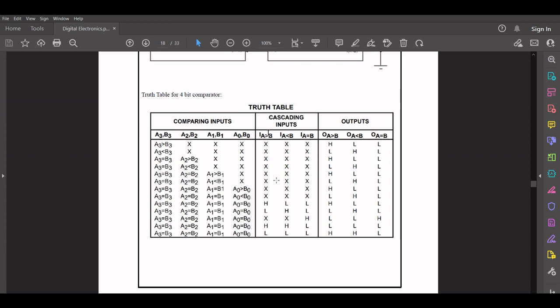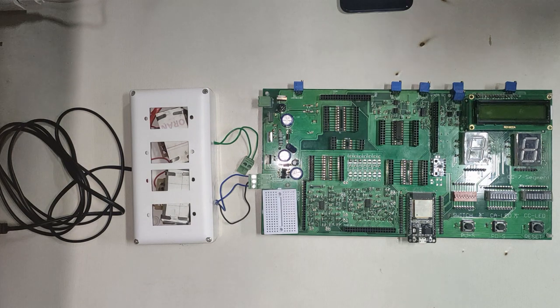In the next part of this video, we'll demonstrate how to implement a 4-bit comparator on the mobile lab, and we'll also show how you can make the connections and how you can observe the output for various test cases. In this part, we'll show the demonstration of how to connect a 4-bit comparator, that is the IC7485, on the mobile lab.